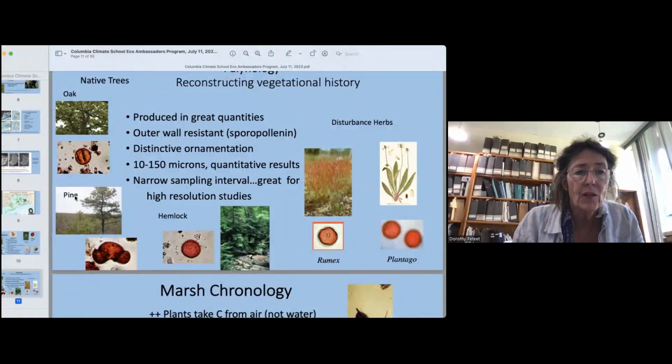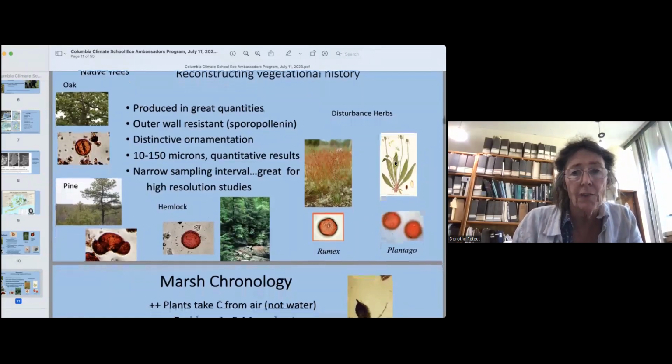And pine, we usually find when it's drier, and hemlock when it's wetter. I don't know if you know, in the Catskill Mountains, there's a lot of hemlock where it's wetter. And these are other disturbance herbs that are from Europe. So when we see those, we know that Europeans were here.